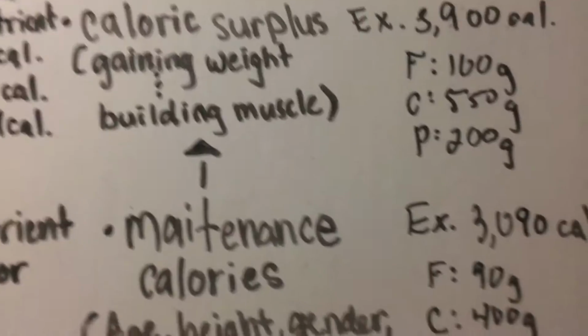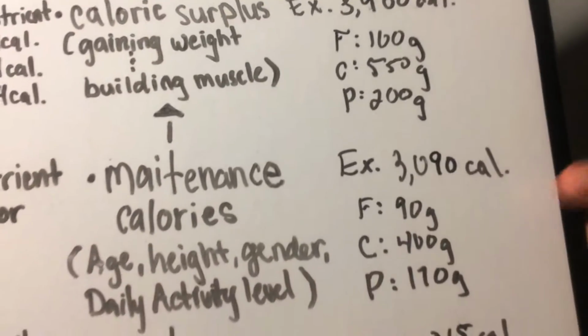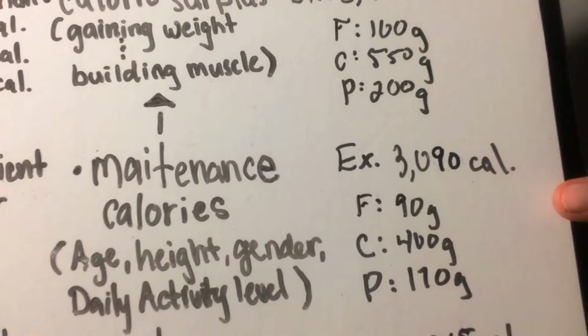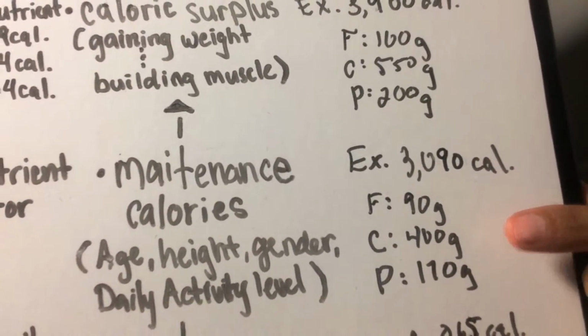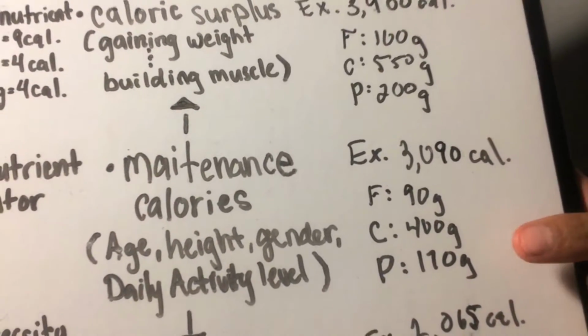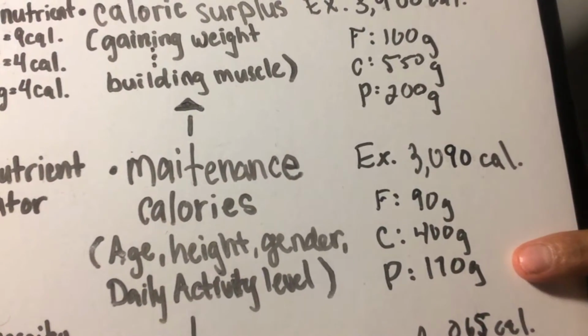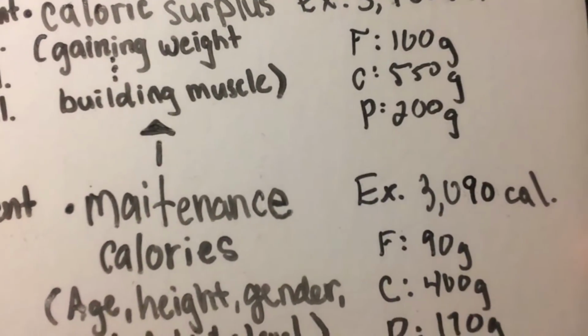So your calories need to add up to those three main macronutrients. So let's go back to my example that I had up. This person right here is at a maintenance of 3,090 calories. Now his fats are 90 grams, his carbs are 400 grams, and his protein is 170 grams. If you do the math using these numbers, it's going to add up to 3,090 calories.